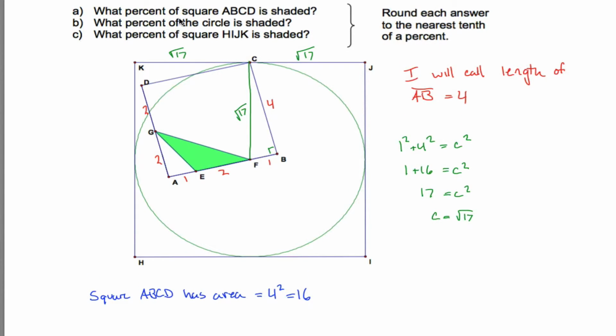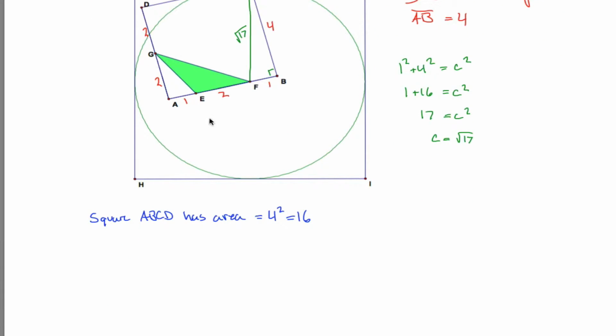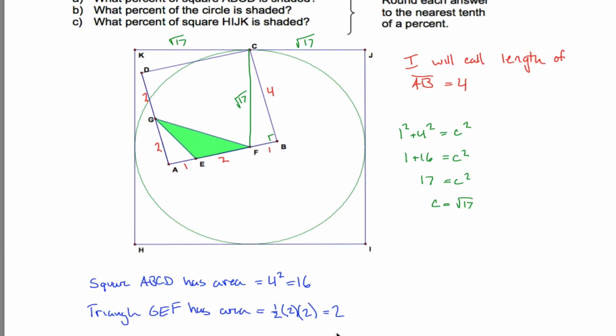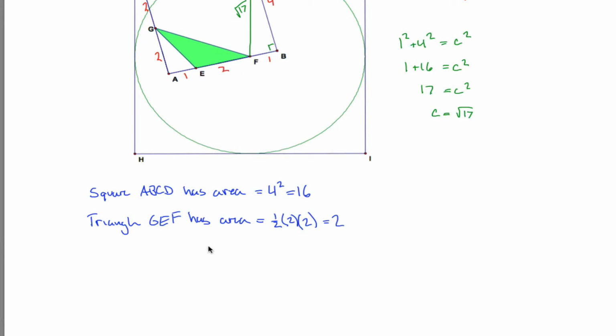It wants to know what percentage of this square is shaded. So what about this shaded triangle right here? Triangle, what do I call this? GEF has area, and the area formula for a triangle is 1/2 the base times the height. Well, if I call this the base right here, the base is 2, times the height, it looks like the height is also 2. So I get 2.